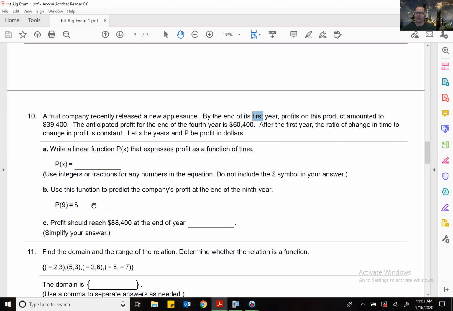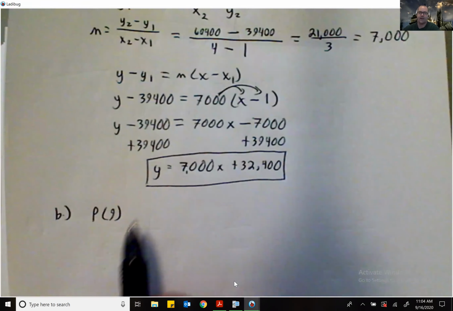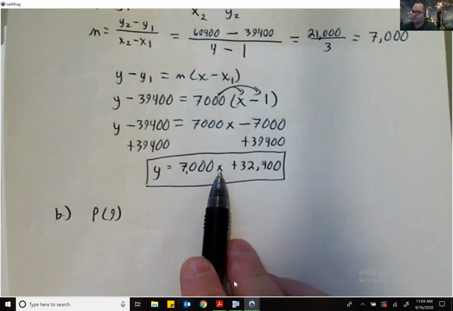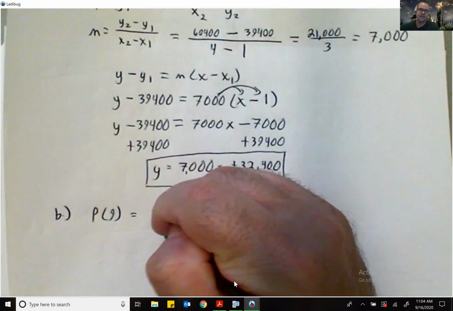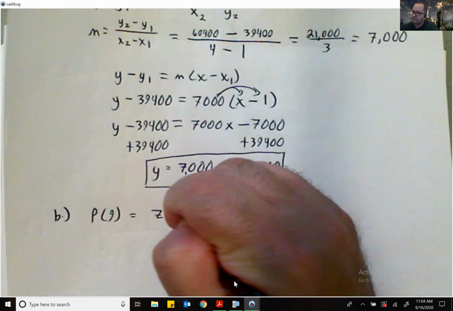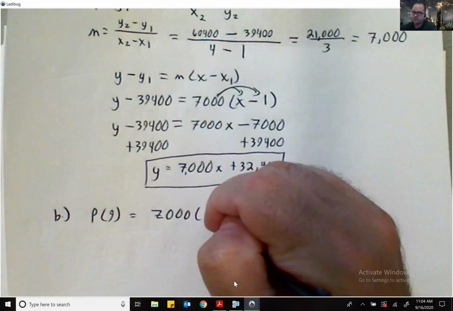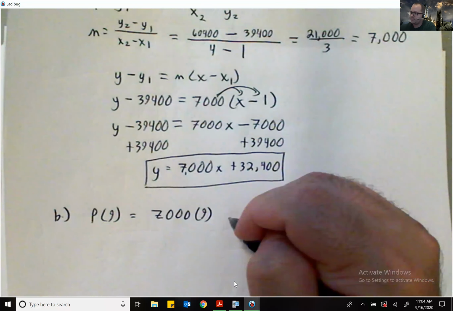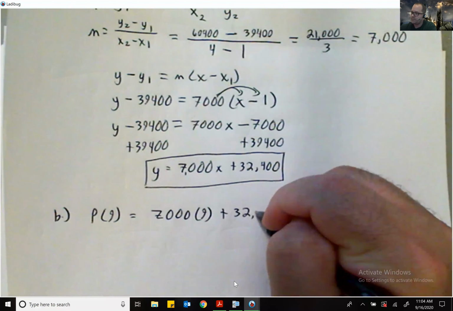Now down here, part B, it says use the function to predict the company's profit at the end of the 9th year. So they've got this number 9 right here. What do they want us to do with that number 9? Substitute it where the x is. Yeah, absolutely. All they want us to do is plug the 9 in and tell me what the answer is. So we're going to take 7,000 times 9 plus 32,400.